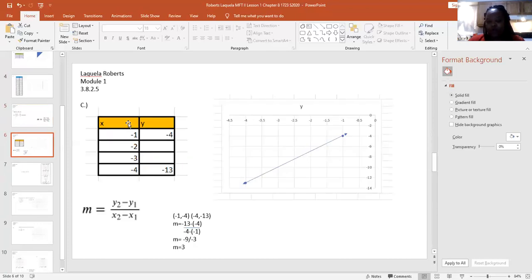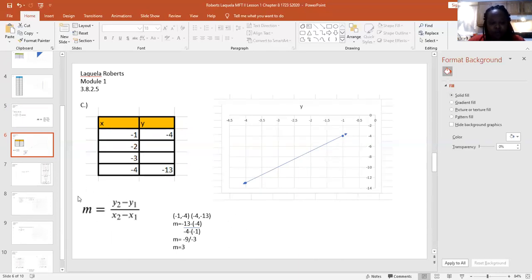Here's another one of our formulas. We have x and y. We have negative x: negative 1, negative 2, negative 3, and negative 4. Our y-axis is negative 4 and negative 13. So here our line is going downward, okay? Into the left. And we know this because of the negatives on the x and y axes. So let's figure out the slope.